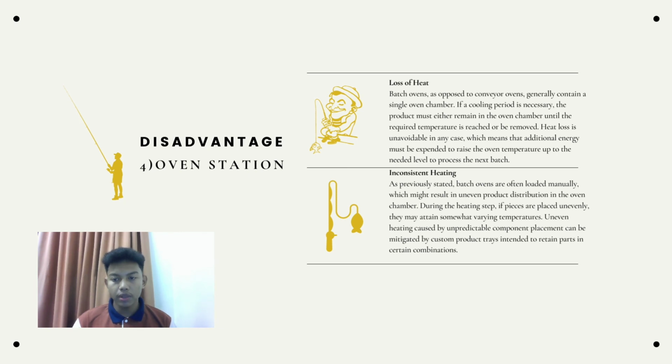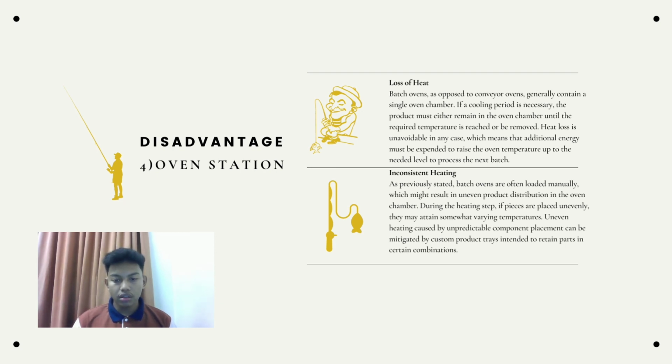If a cooling period is necessary, the product must either remain in the oven chamber until the required temperature is reached or be removed. Heat loss is unavoidable in any case, which means additional energy must be expended to raise the oven temperature up to the needed level to process the next batch.